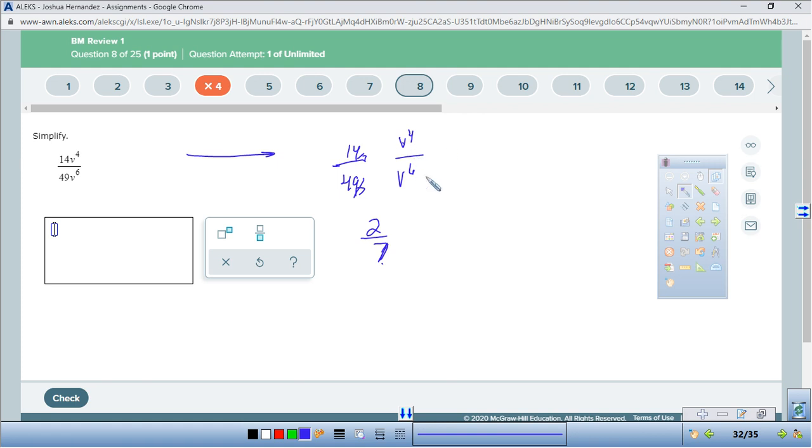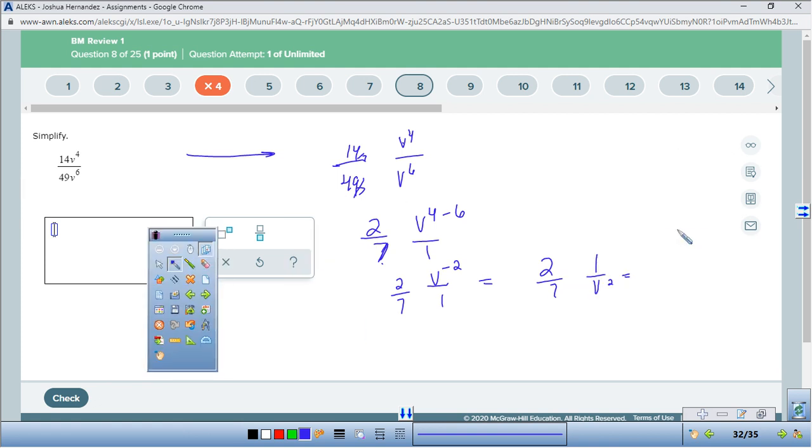Now, when it comes to the v's, you want to come out here and get the v from the top, and then subtract the power. Top power minus the bottom power. So we're going to have 2 over 7, this is over 1, and we're going to have v to the negative 2 over 1. We're going to write that 2 over 7. Now we're going to have a 1 over v squared, which now stops right there at 2 over 7 v squared.